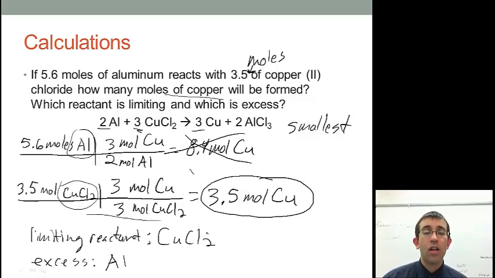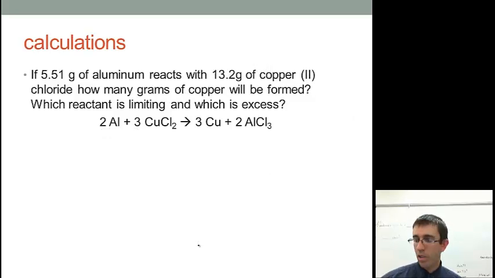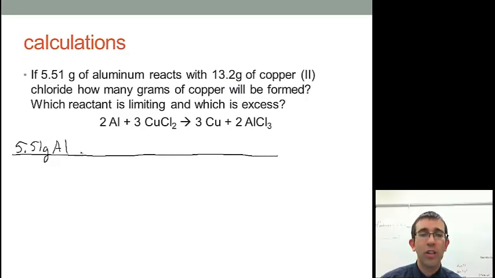Okay? I know that was a lot to take in. I'm going to do another one. Alright, this time we're not doing moles, we're doing grams. I got 5.51 grams of aluminum. Reacts with 13.2 grams of copper 2 chloride. Yes, we got to do 2 flow charts, and we're going to go to grams of copper. Uh-oh. Yes, that means we're going to do 2 of these really long flow charts.